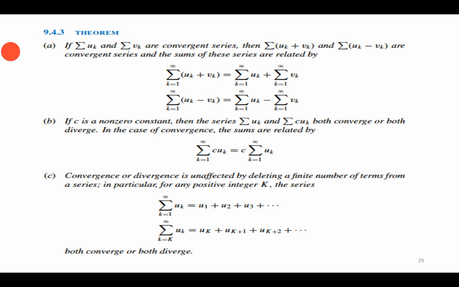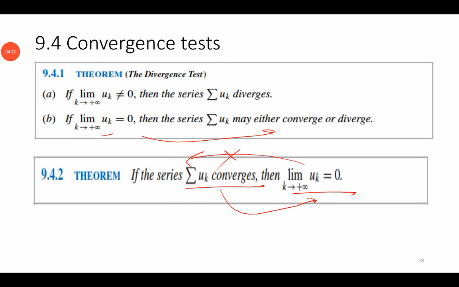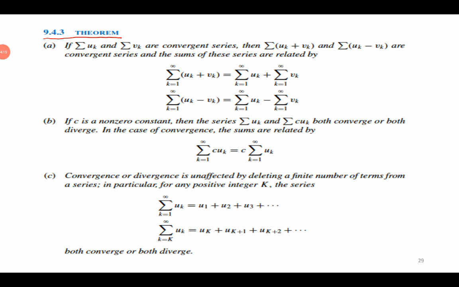In theorem 9.4.3, what's the point here? Two series have been given, u_k and v_k, with kth terms of the first being summation u_k and summation v_k. There are two convergent series. Then the sum of these two, and the difference between these two, are convergent series, and the sums of these series are related as given. When two different series are convergent, the summation is also convergent, and the subtraction is also convergent. That's the first point here. We will use this technique to solve problems in this exercise set.